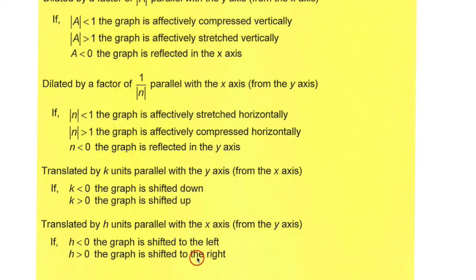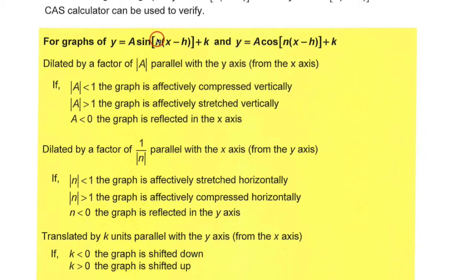As always, I suggest that you take whatever is in the square brackets, make it equal to 0 and solve for x, and that will tell you exactly whether you're moving in the positive direction or the negative direction and how much by. I think it's much easier to understand the transformations in that way.